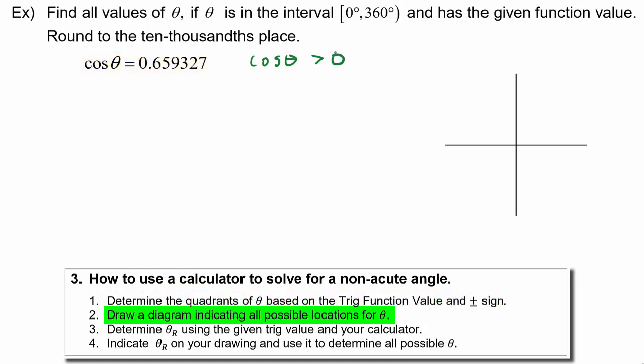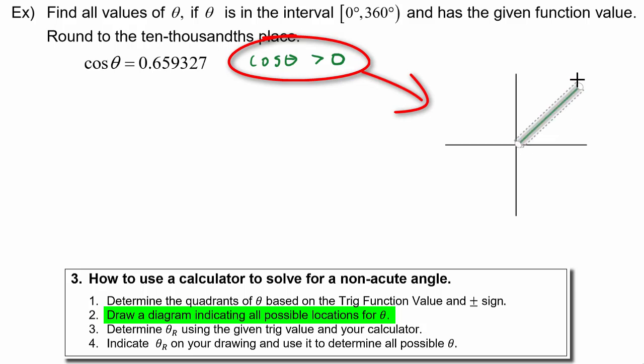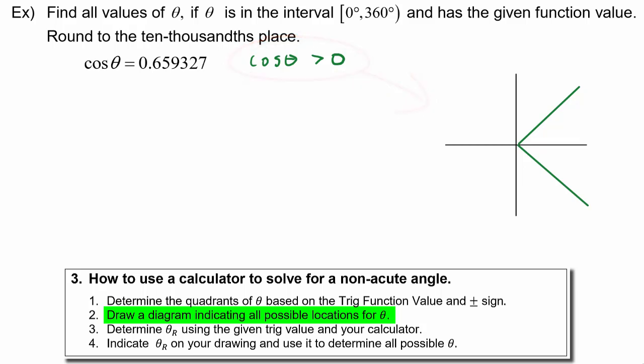Step 2 says draw a diagram indicating all possible locations for theta. So when cosine of theta is positive, we know that means that theta could be in quadrant 1 or it could be in quadrant 4. In step 3, we have to determine theta r, the reference angle, using the given trig value and our calculator.